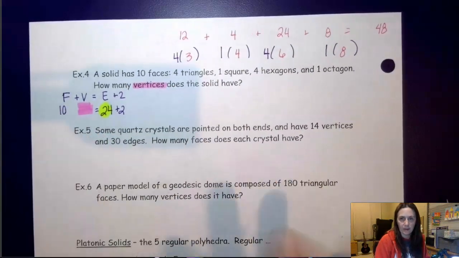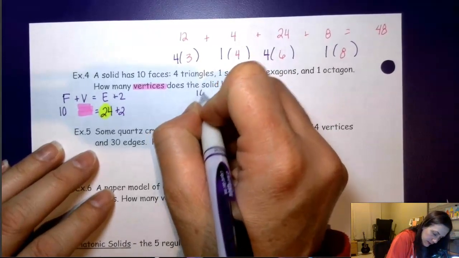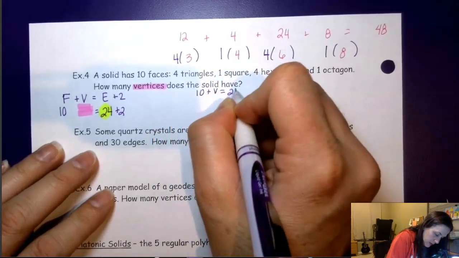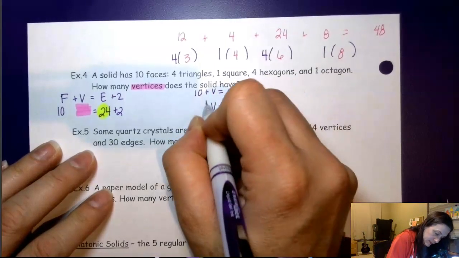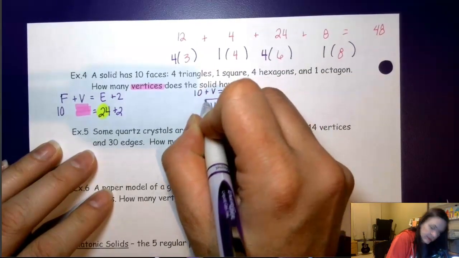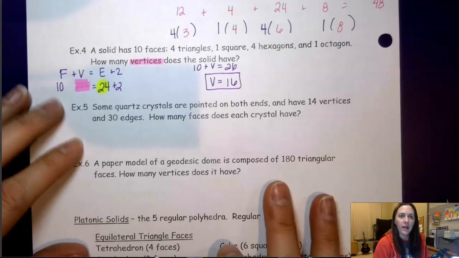Now I can figure this out and solve for my vertices. So I have 10 plus V equals 26. Subtract, I end up with my vertices is equal to 16. And there we go. So you see there's lots of mistakes you can make in there. You want to be really careful.